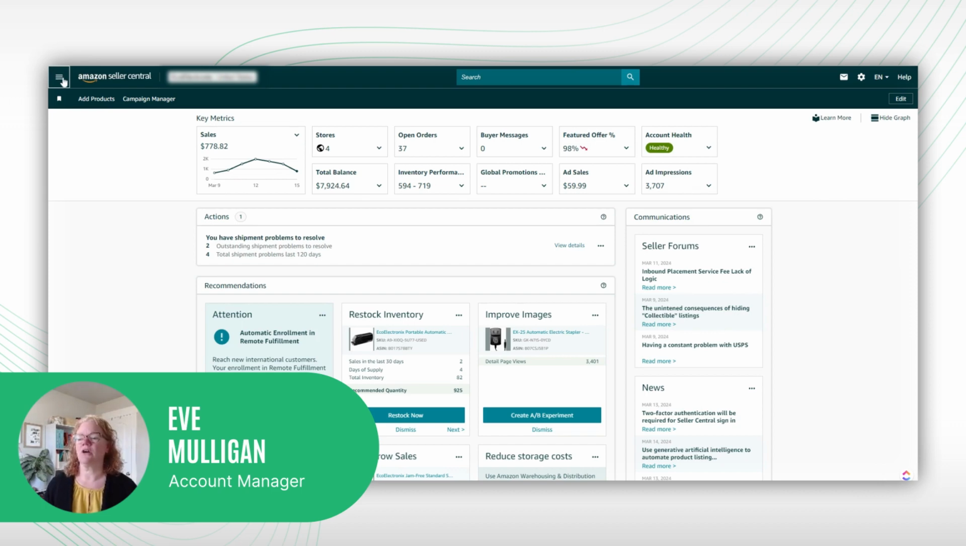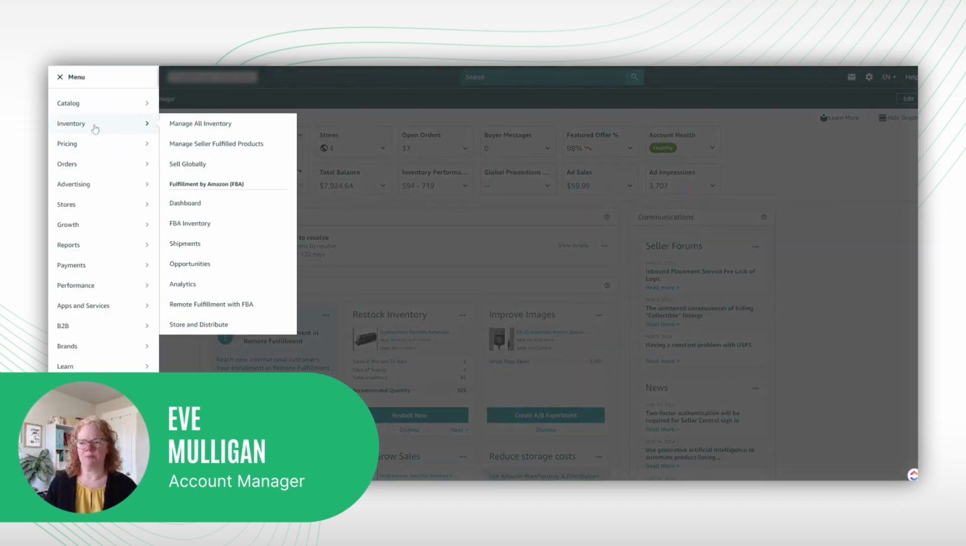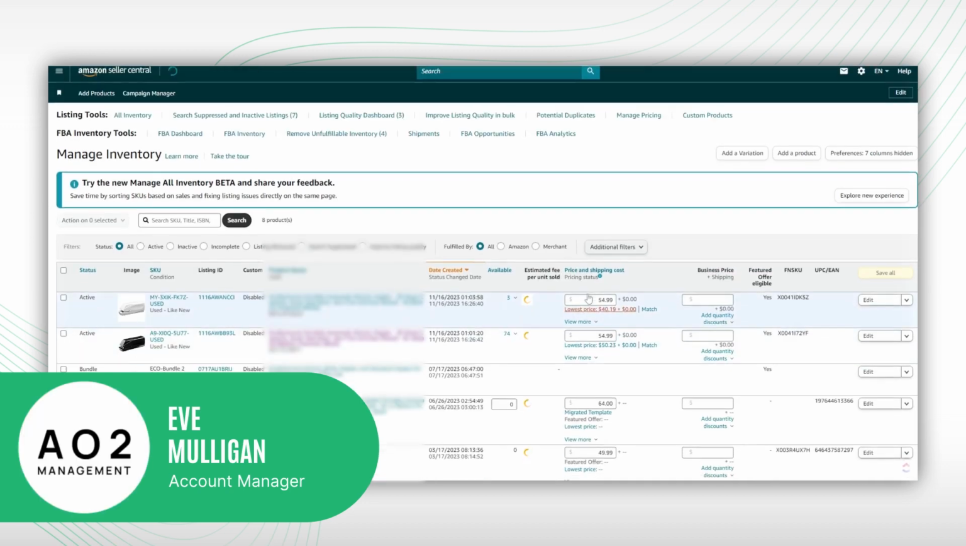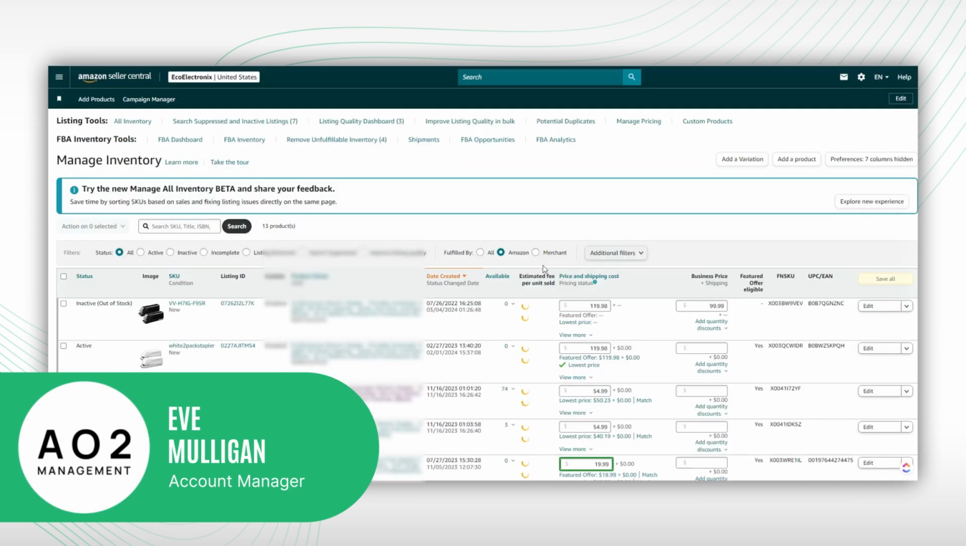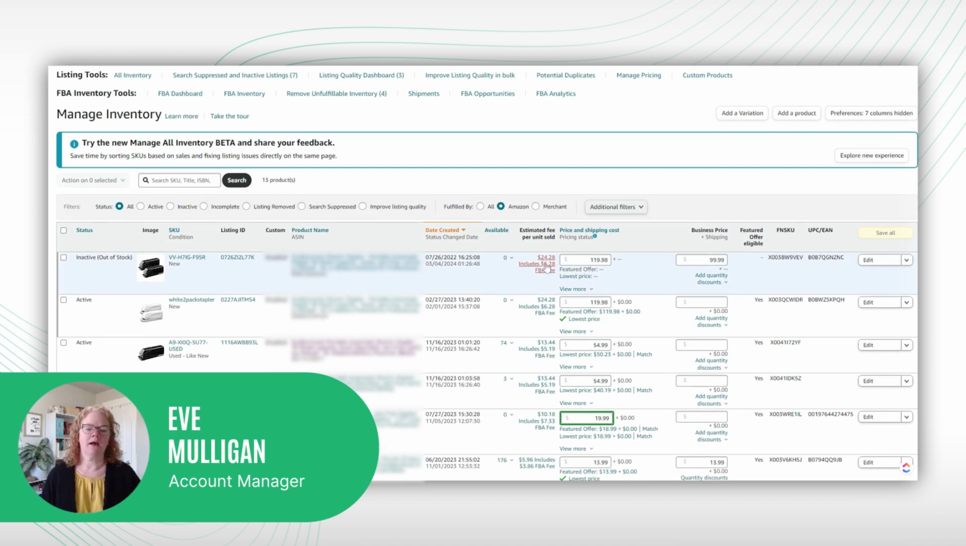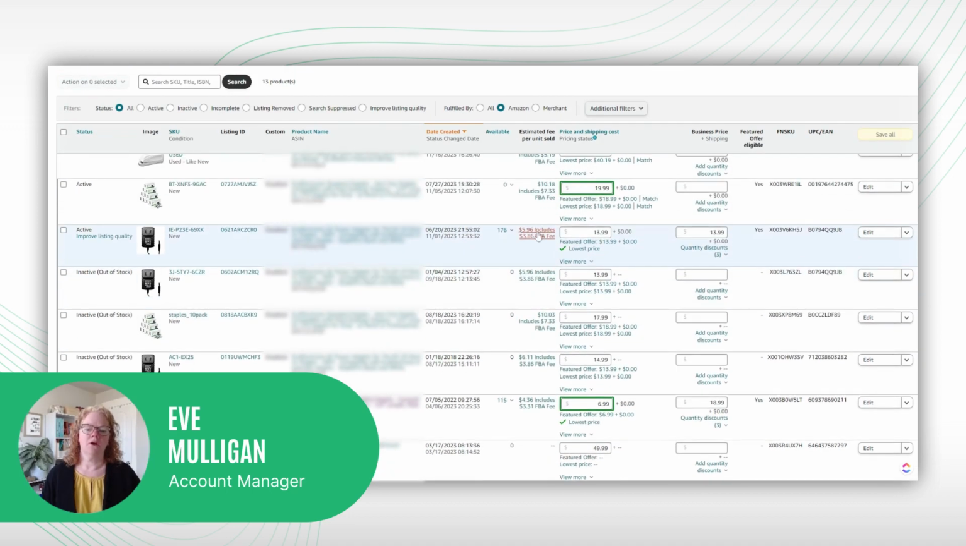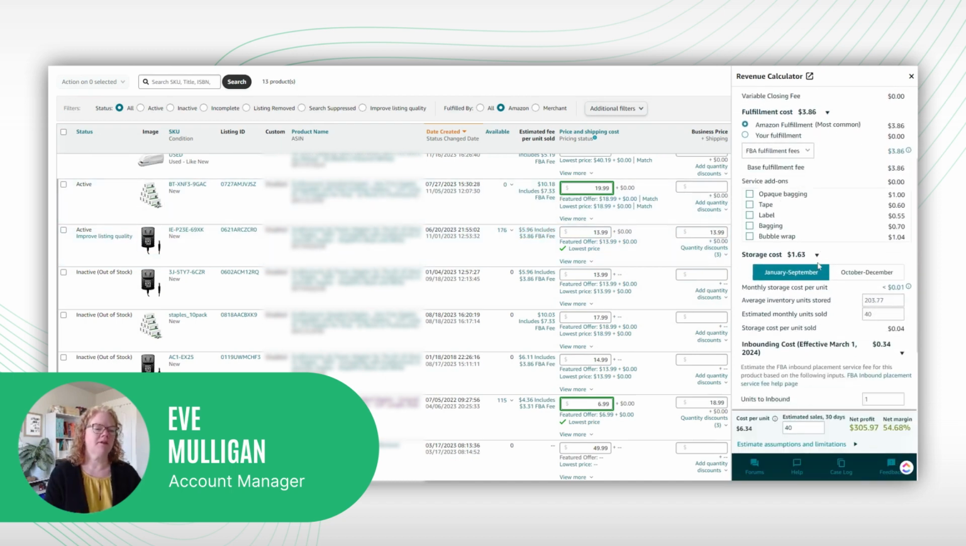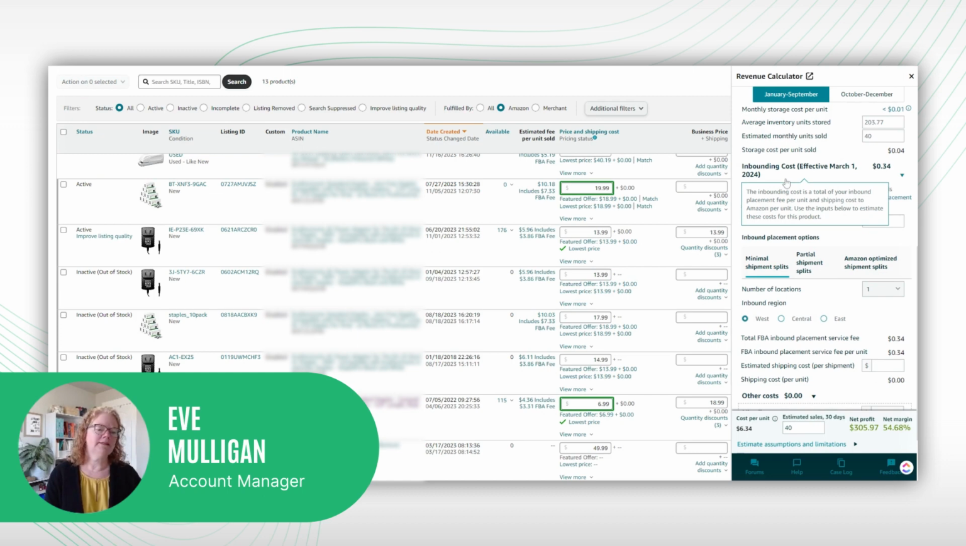And first I want to start off. Often the first place you run into the inbound placement fee is in your shipping workflow, but there's a better way to approach it. First, go into inventory, hit manage all inventory. And if you find a listing that's active right here, click on the revenue calculator. Way down at the bottom, inbounding cost, effective March 1st.